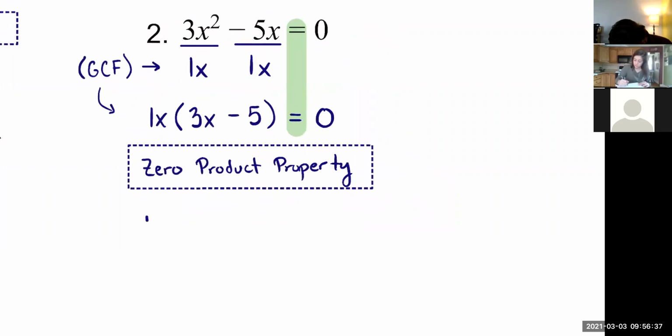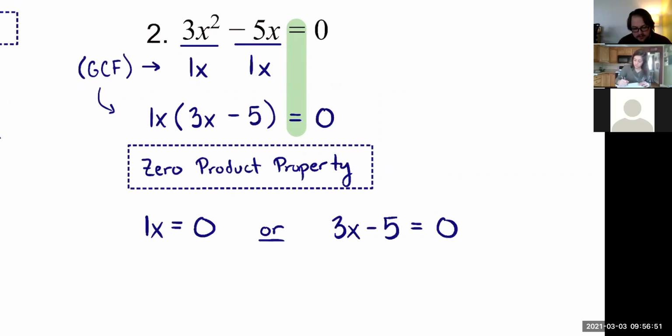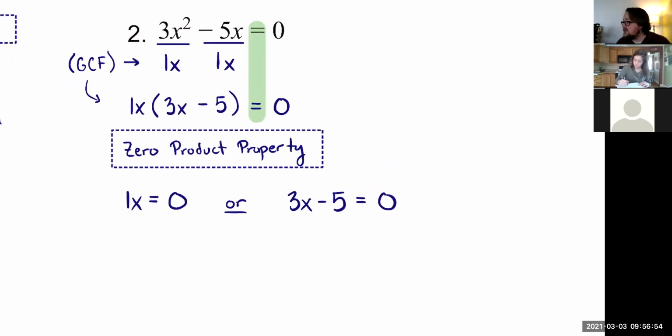Either 1x has to equal 0, or 3x minus 5 has to equal 0. We don't care which, because at least one of them has to work. So we're going to consider both.